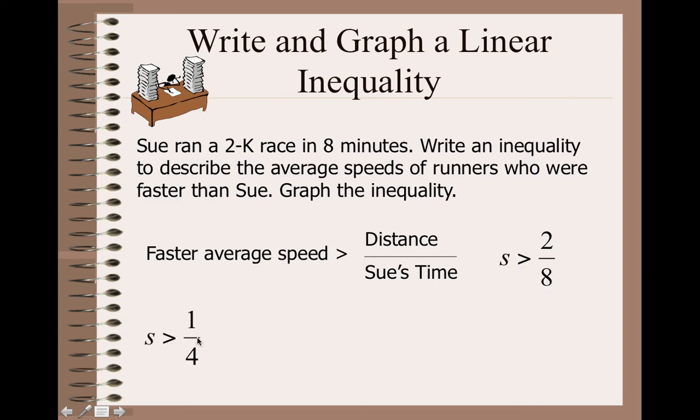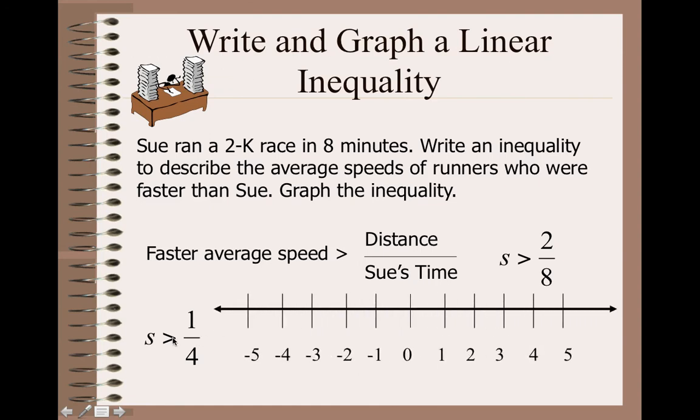And then to graph this, ganyan siya. So, s is greater than 1/4. So, papunta siya doon. So, we will find 1/4. Actually, dito dapat yan, kasi 1/4 siya eh. So, let's say dito siya. This one kasi hindi siya 1/4. Maybe 1 and 1/4. Pero dito dapat siya, 1/4 kasi siya eh. Okay?